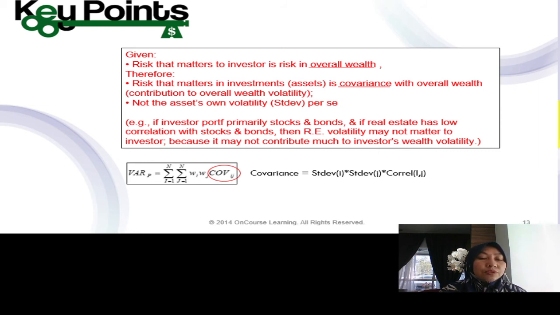So if an investor's portfolio is primarily stocks and bonds, and if real estate has low correlations with stocks and bonds, then real estate volatility may not matter to the investor because it may not contribute much to the investor's wealth volatility, meaning that the risk is reduced.